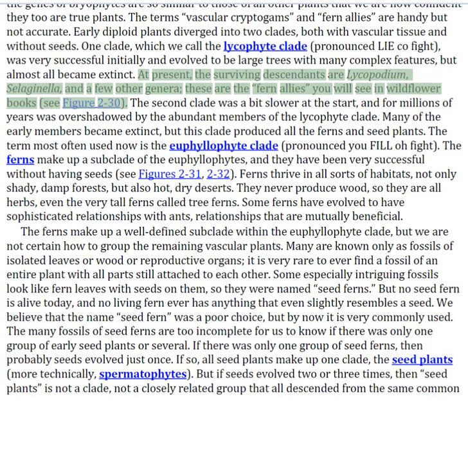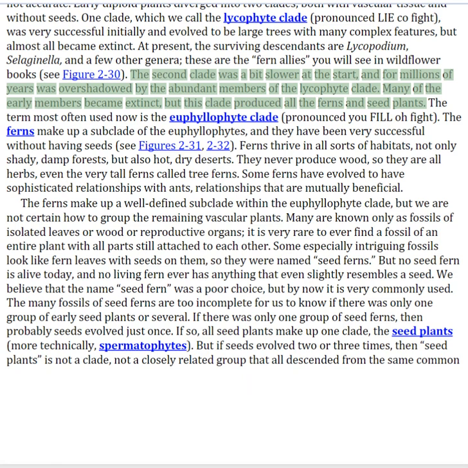At present, the surviving descendants are Lycopodium, Selaginella, and a few other genera. These are the fern allies you will see in wildflower books. The second clade was a bit slower at the start, and for millions of years was overshadowed by the abundant members of the lycophyte clade. Many of the early members became extinct, but this clade produced all the ferns and seed plants.